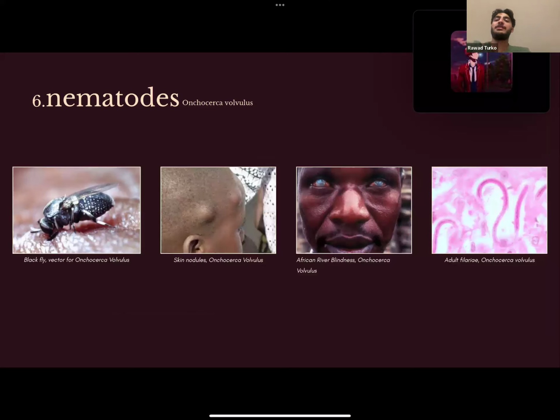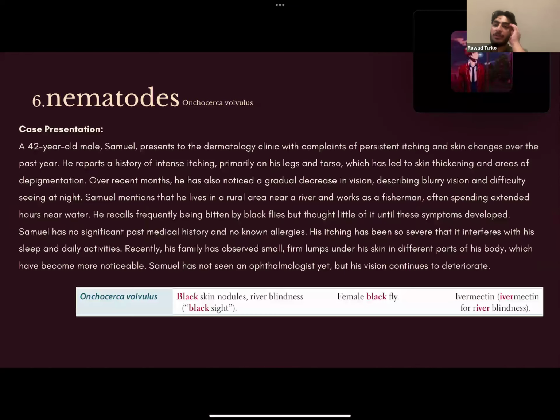Okay, so these are a few pictures. This is the black fly. These are the skin nodules that you can see in river blindness or an Onchocerca infection. This is the river blindness, and this is the adult worm for Onchocerca. Okay, so pretty easy. I think we're done with the nematodes after this.